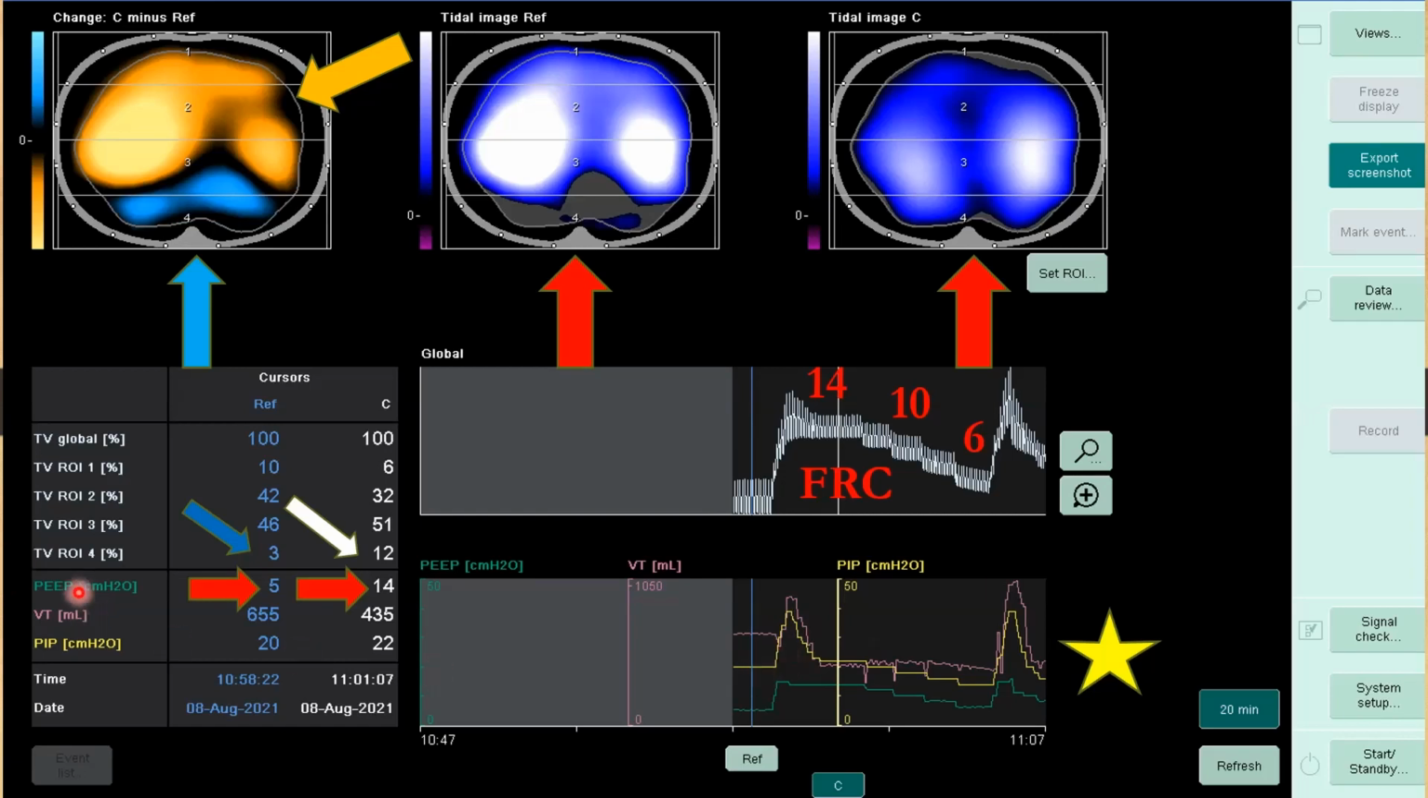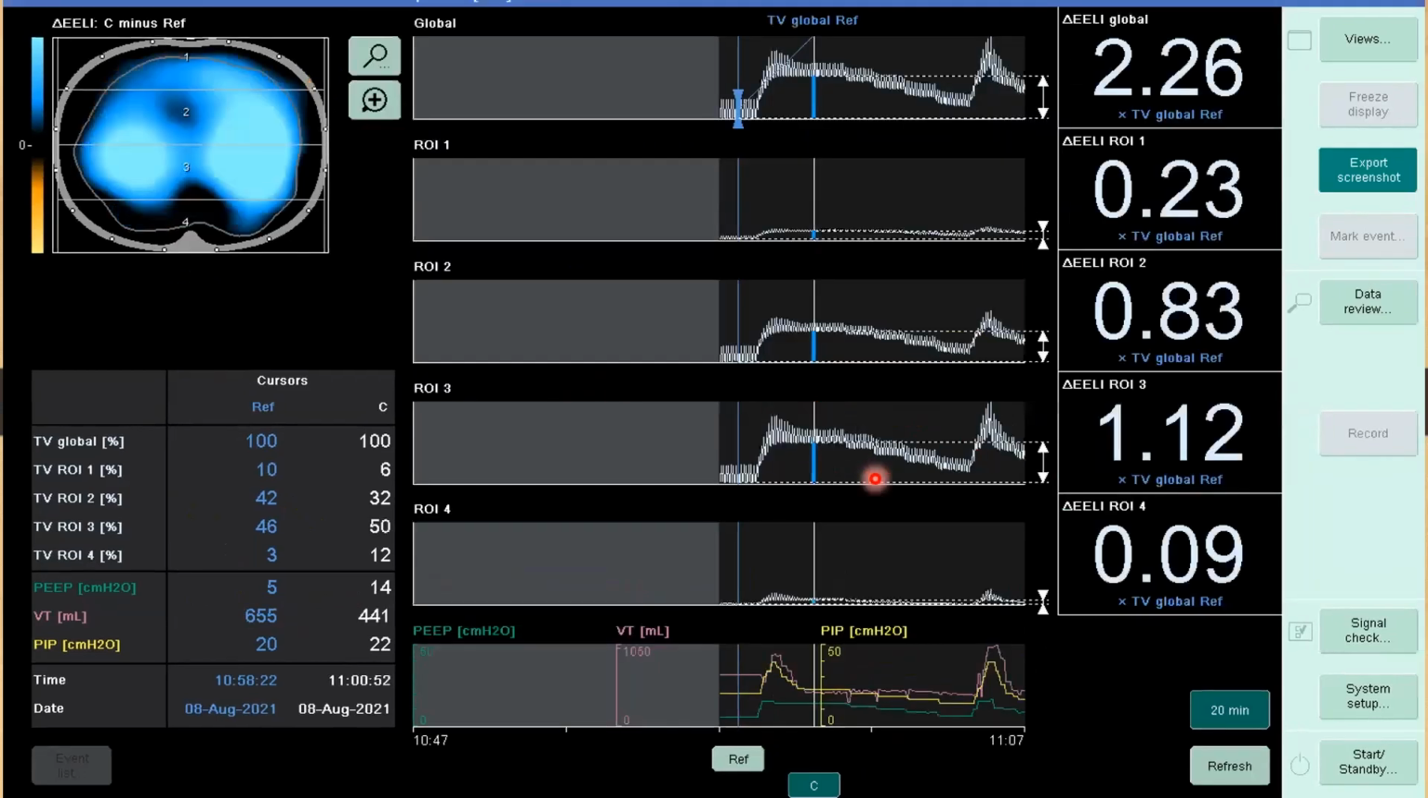So we can do all of these maneuvers on our vent. And then once we go for the analysis, we can scroll all along the time axis. Here, if we want to look at this area, the functional residual capacity, we want to look at that in more detail. We can go here to the end expiratory lung impedance. And you see the similar impedance waveforms over here, as we just saw.